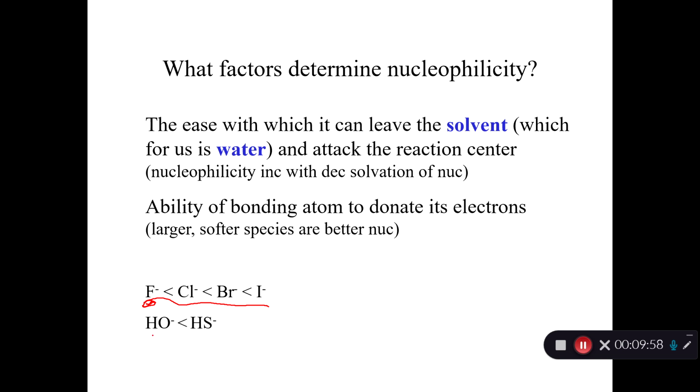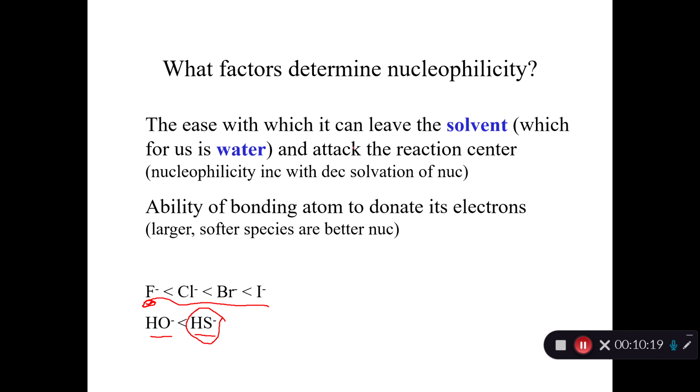And by the same token, hydroxide is a weaker nucleophile than bisulfide, the hydrogen sulfide having lost a proton. So this is actually quite a strong nucleophile, and it smells bad. Hydrogen sulfide smells like rotten eggs. So we do see a fair amount of that in anaerobic systems in the environment.